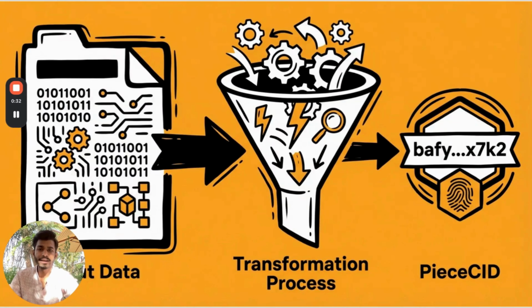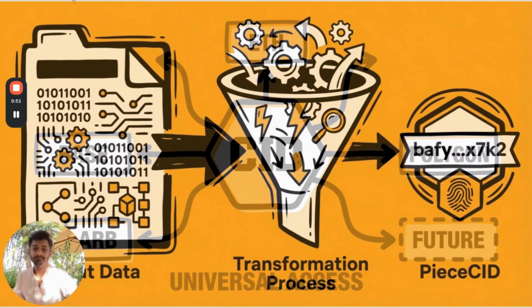When you store data on Filecoin, you don't get back a URL or file path. Instead, you get something called a PCID, which is a cryptographic identifier computed directly from the bytes you have uploaded. The data itself generates the identifier. So if you change even a single bit, the entire PCID changes.